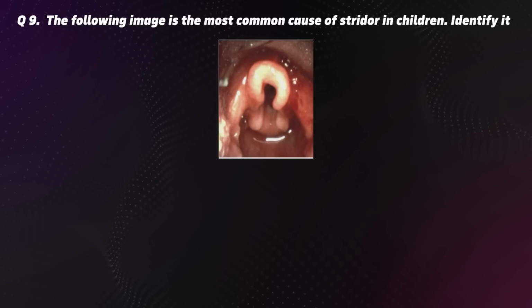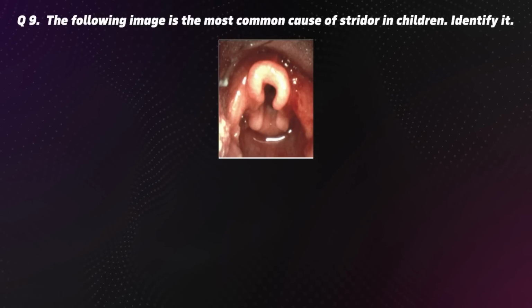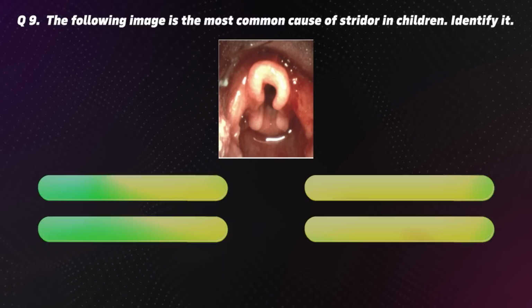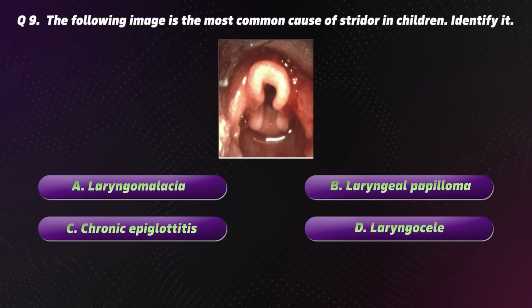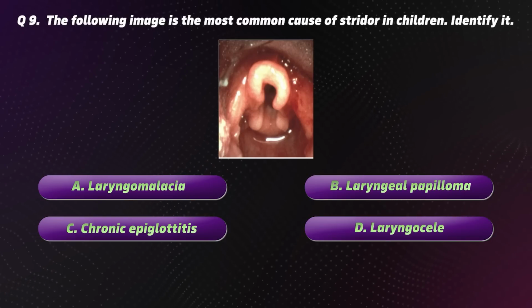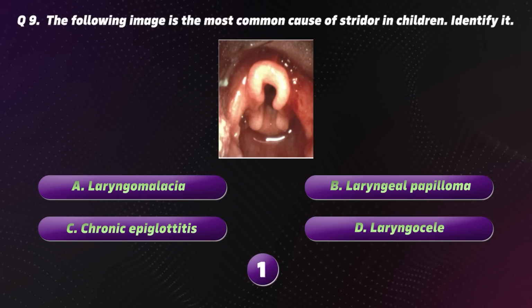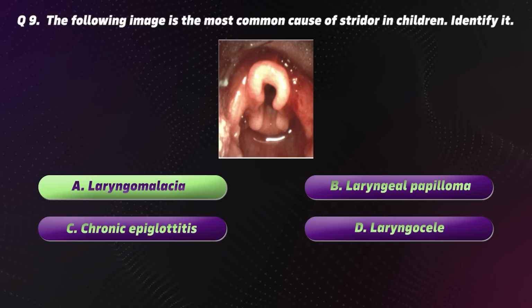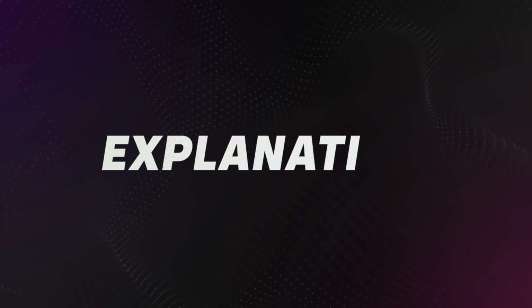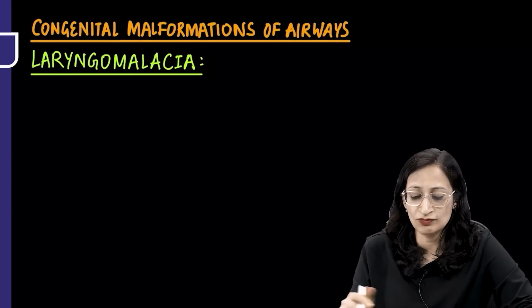Question 9. The following image is the most common cause of stridor in children. Identify it. Here are the options. A. Laryngomalacia. B. Laryngeal papilloma. C. Chronic epiglottitis. D. Laryngocele. And the correct answer is option A. Laryngomalacia. Here's the explanation.